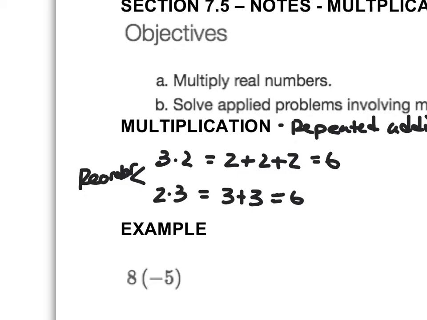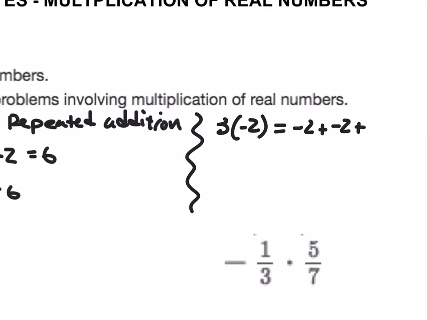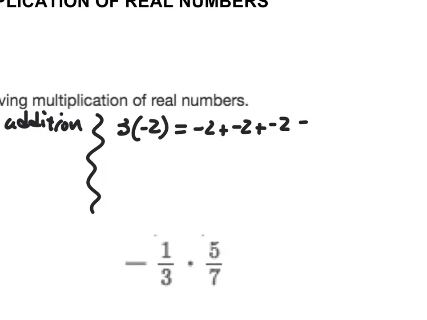The other thing we need to talk about is what happens when we start multiplying positive and negative numbers. Let's say we take 3 times negative 2. That means I'm taking negative 2 and adding it 3 times. Negative 2 plus negative 2 is negative 4, plus another negative 2 gives me a total of negative 6.